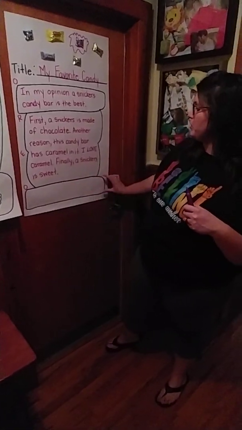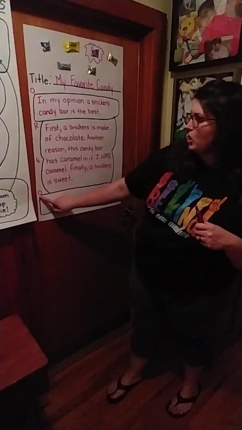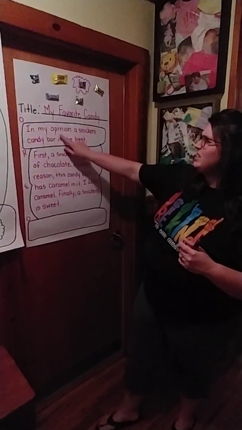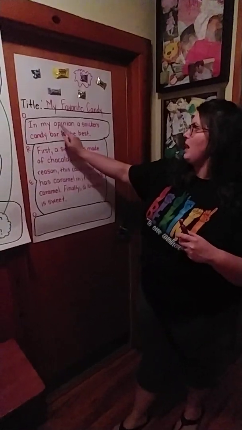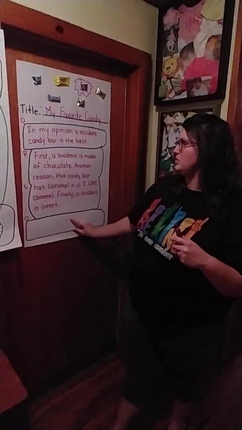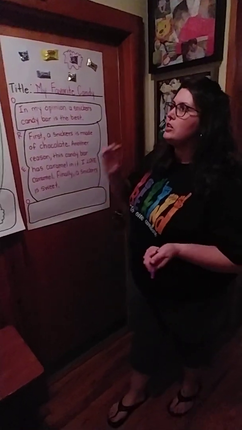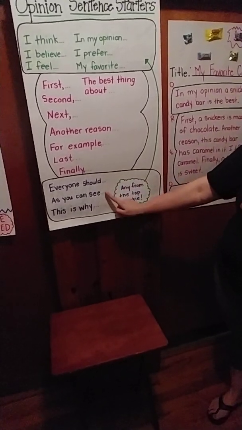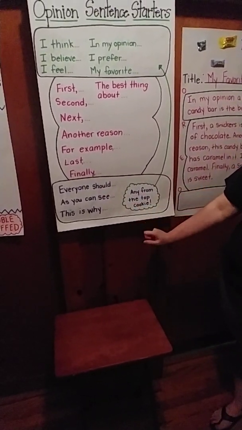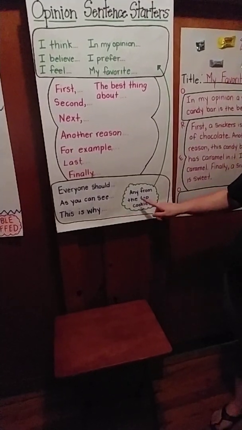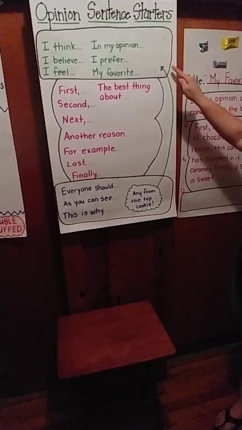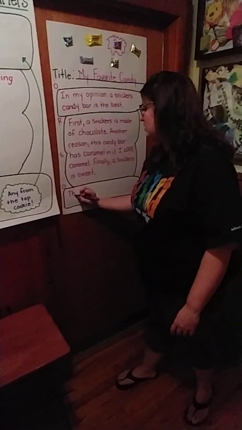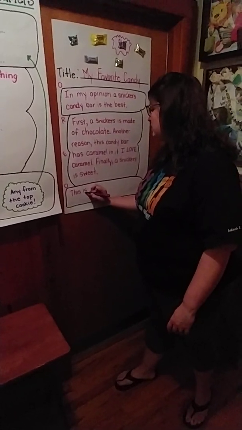Okay, so now we're going to move on to the last cookie. Remember, is O, and we want to write our opinion again, but we don't want to say it exactly like this. I don't want to say, in my opinion, a Snickers candy bar is the best, because then I've just repeated myself, okay? So let's finish it up by looking over here, okay? We've got everyone should. As you can see, this is why. Well, remember, we could pick any of these up here from the top, but I think I'm going to pick this is why. I'm going to say this is why.